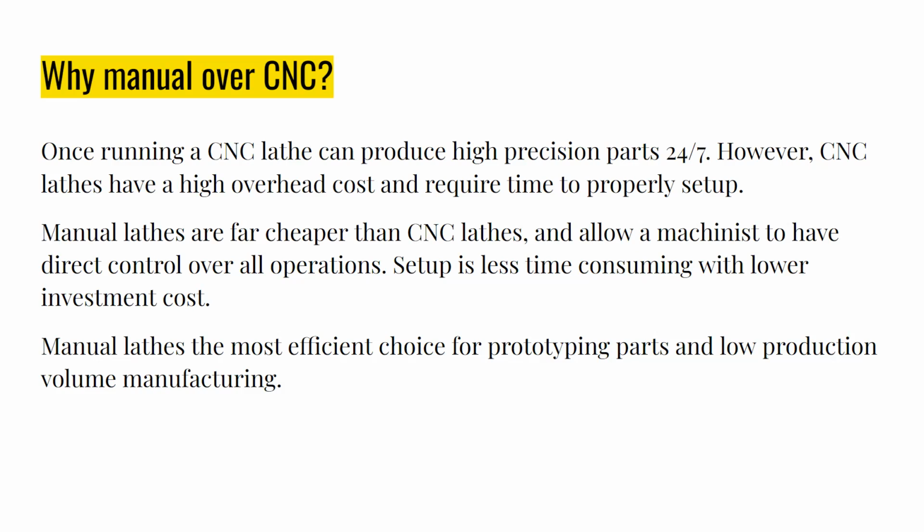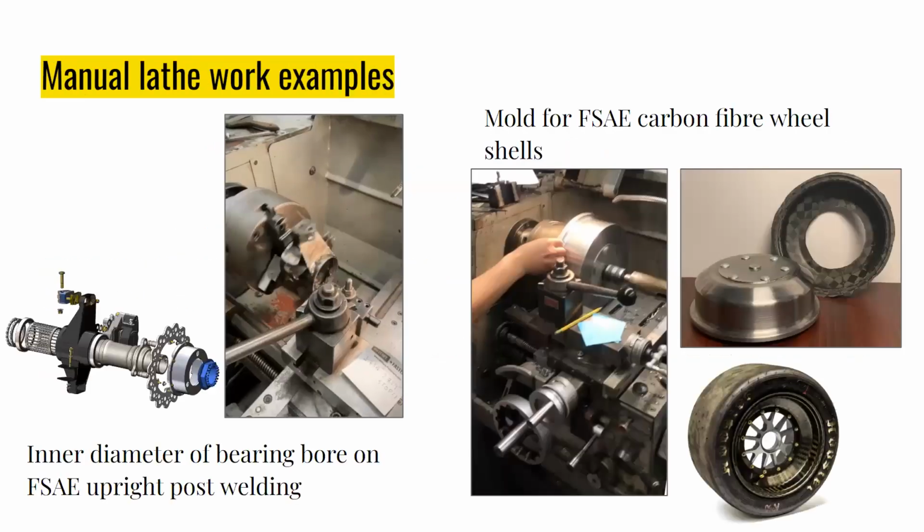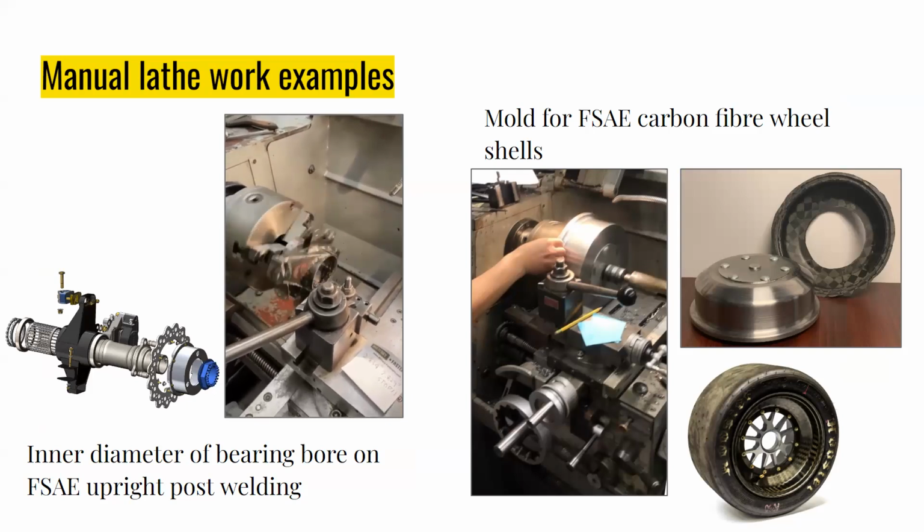So the kind of operations that manual lathes are going to be ideal for are going to be for prototyping parts and also low volume manufacturing. Some examples from the FSAE team that I've been a part of are post machining the inner diameter of a bearing bore for an upright. We had to do this after welding the upright and the inner bore was deformed. This was something that was low volume and kind of a one-off operation, so there's no need to set up a CNC program for that.